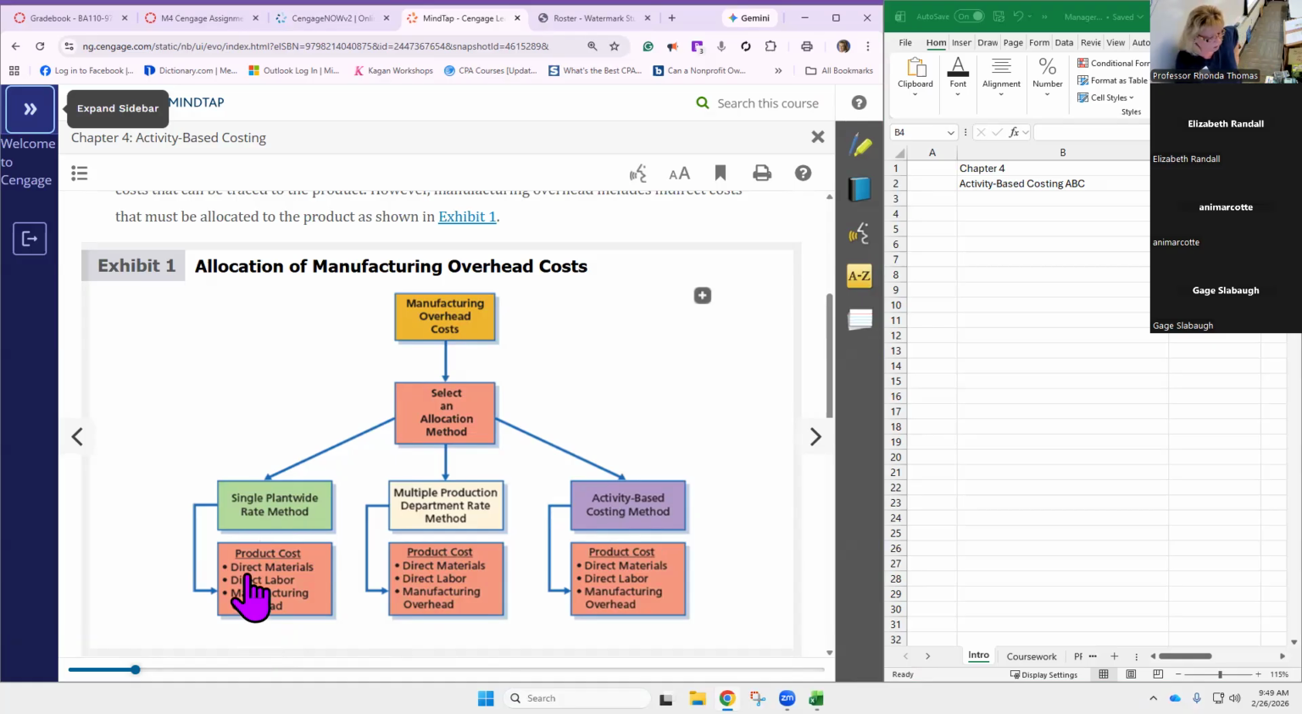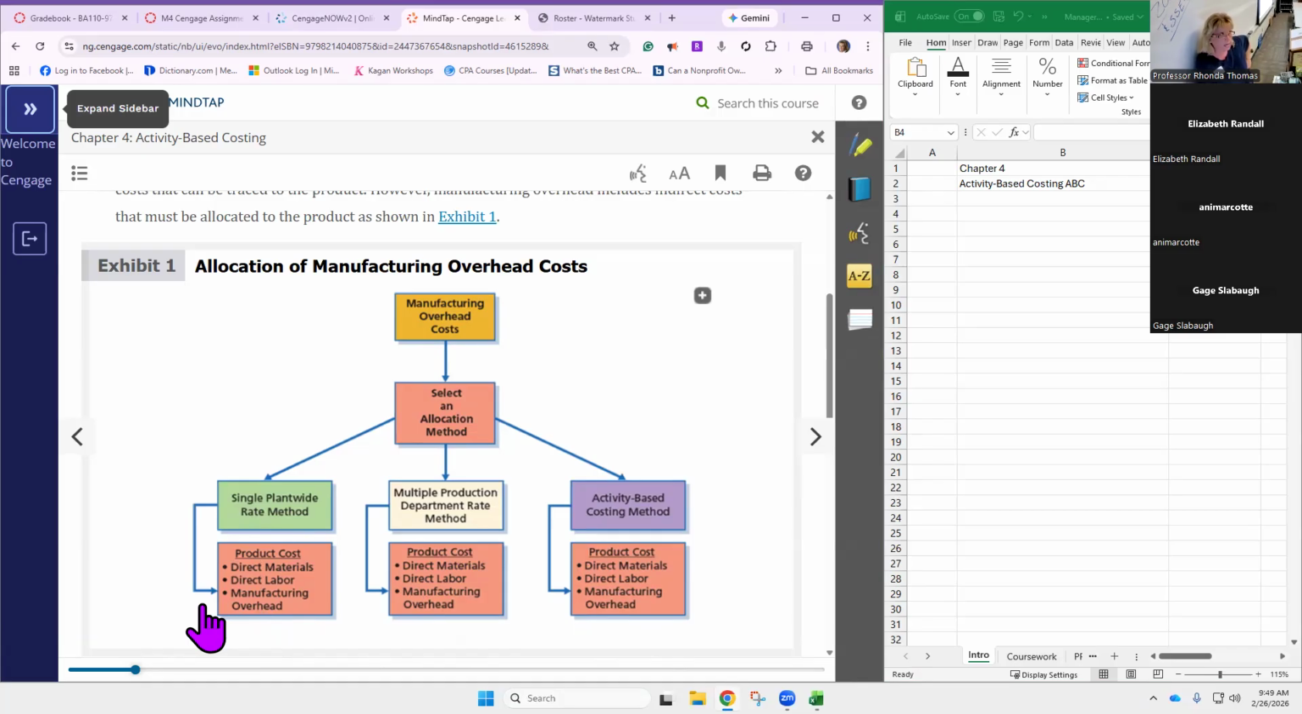Let's remember what the 3 things are that are considered our product cost, right? Our product costs are direct materials, direct labor, and manufacturing overhead. Notice all these still fall under each allocation method, but the allocation that we're worried about is this manufacturing overhead. That's why that arrow is right there next to that manufacturing.